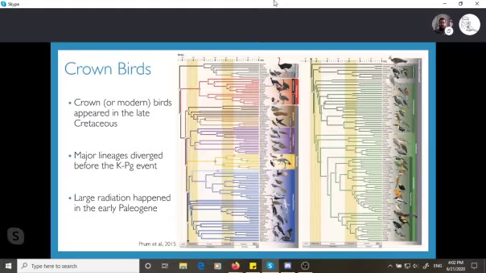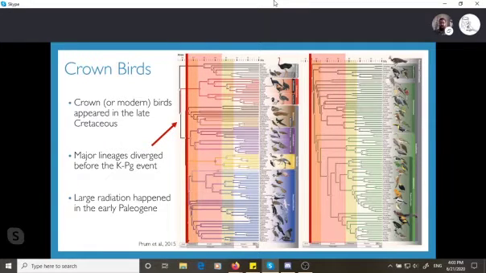So modern or crown birds evolved in the late Cretaceous, and the three major lineages at least diverged from each other before the KPG extinction. These three major lineages are the paleognaths, like ostriches, emus, cassowaries, tinamous, the galloanserans, duck and chicken-like birds, and the neoaves, which includes the rest of the tree, since they are significantly more diverse. We know these three groups diverged from each other before the KPG thanks to techniques such as molecular clocks. But we also know that a very large radiation of modern bird diversity happened after the KPG extinction, probably due to the sudden availability of a lot of ecological niches.